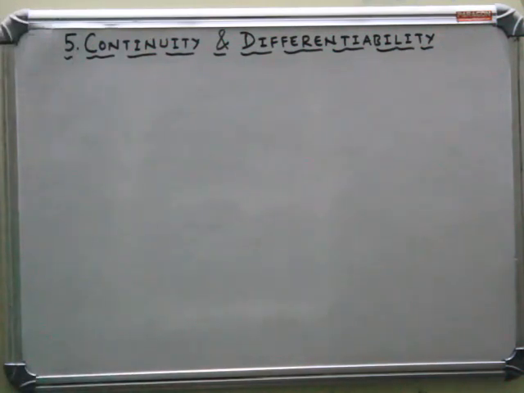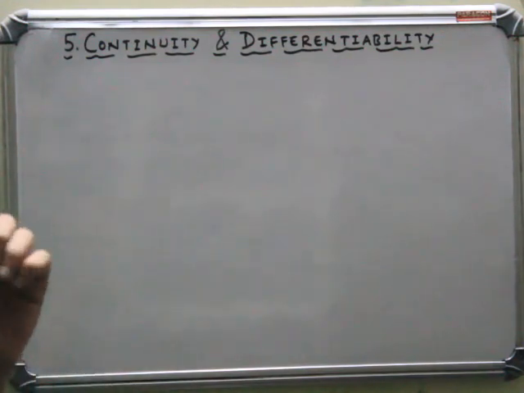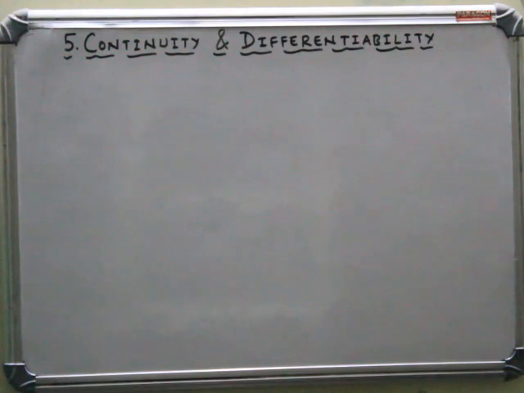Today we would like to start with CBSE Class 12 Math chapter. So we will start with 5th chapter, that is continuity and differentiability. And this video is also applicable for 2nd PUC of Karnataka board. So let's begin.